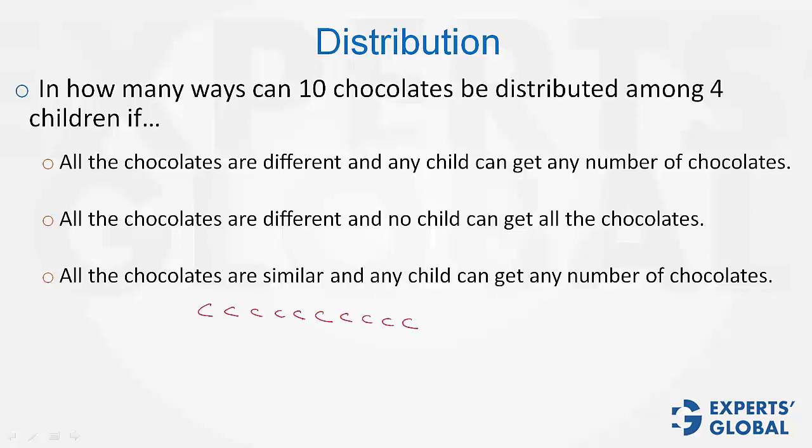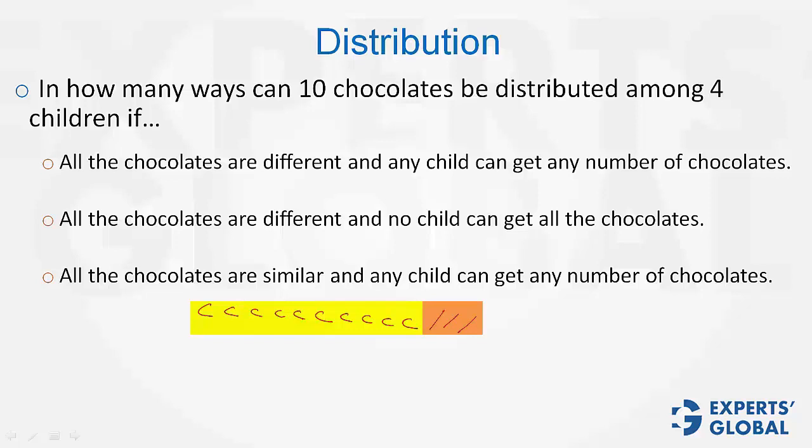Imagine to cut something into 4 parts, we need to make 3 cuts and not 4. For example, to cut a rope into 2 parts, you make 1 cut, not 2. So 3 cuts are needed. And now imagine if these 13 entities, these 10 chocolates and 3 cuts are mixed, somewhere these cuts would come in between and there would be 4 parts.